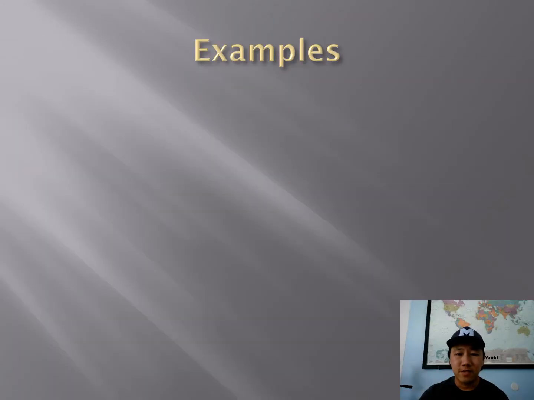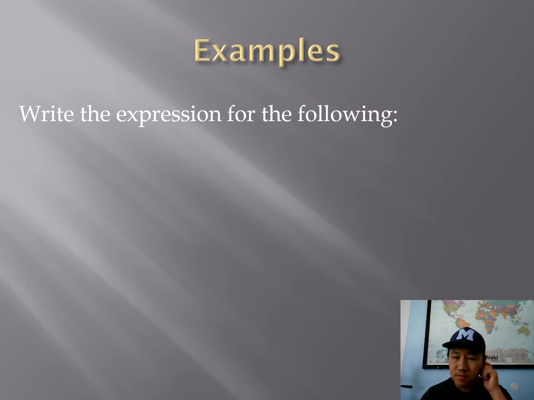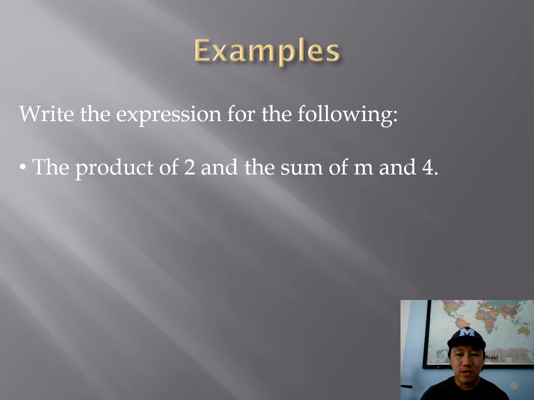Alright, let's go ahead and do some examples. Write the expression for the following. So I will give you some English phrases and I'm going to ask you to translate them to math symbols. So for example, the product of 2 and the sum of m and 4. So we're trying to look for some key words. There's product. That probably means you're going to multiply a few things together. And then sum, you're going to add some things together.